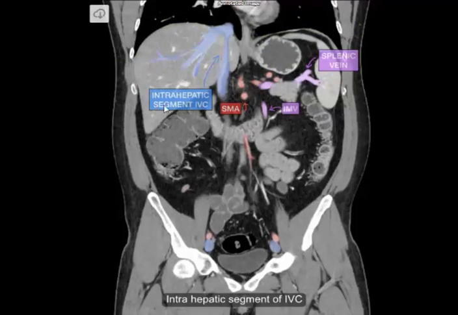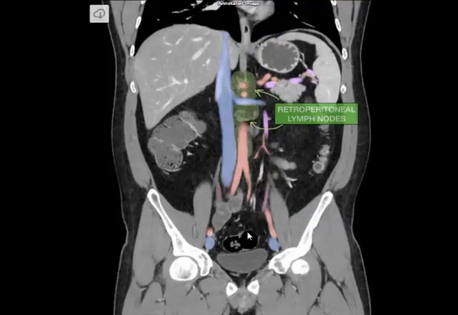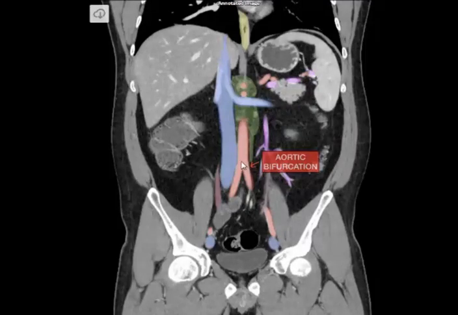Intrahepatic segment of IVC, splenic vein, inferior mesenteric vein, superior mesenteric artery, external iliac artery, external iliac veins, retroperitoneal lymph nodes, aortic bifurcation, abdominal aorta.